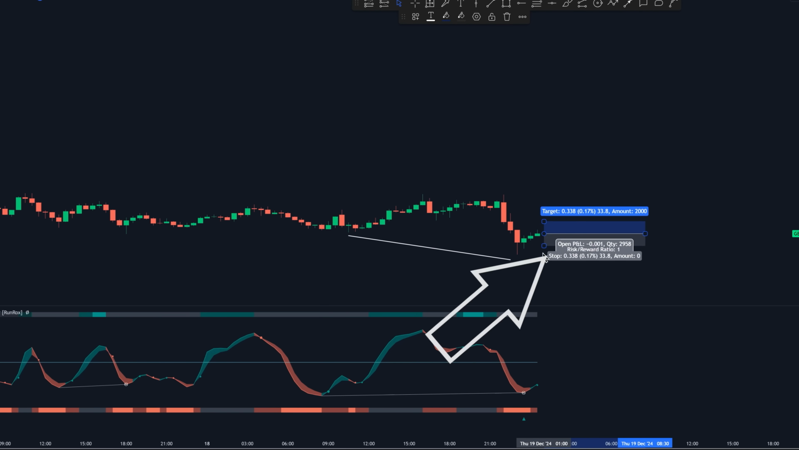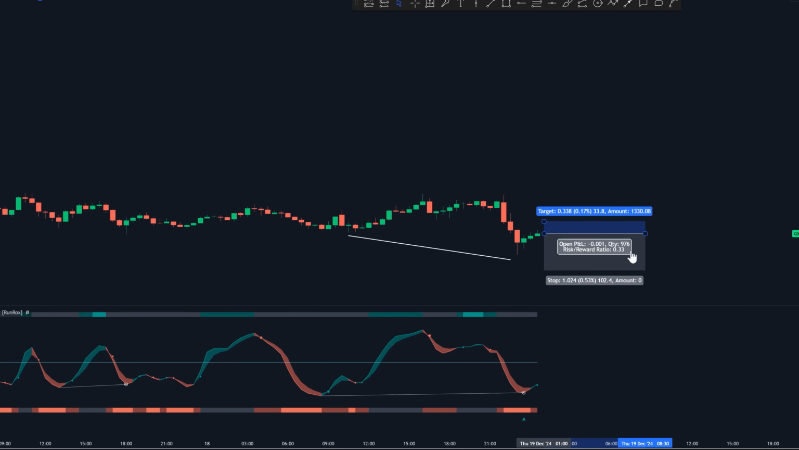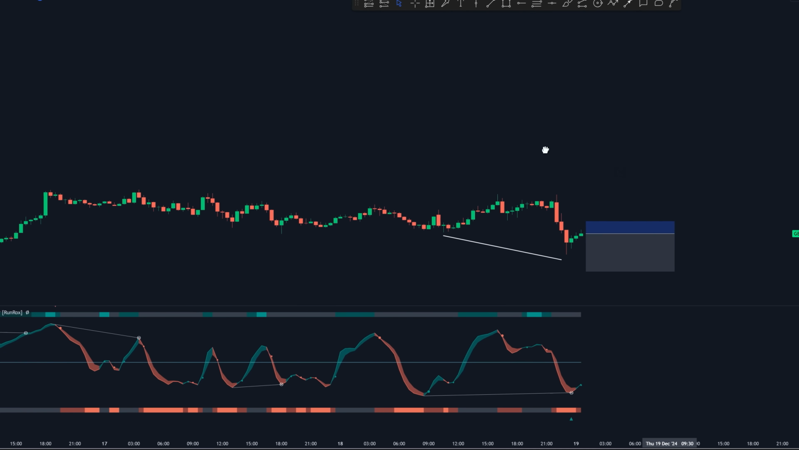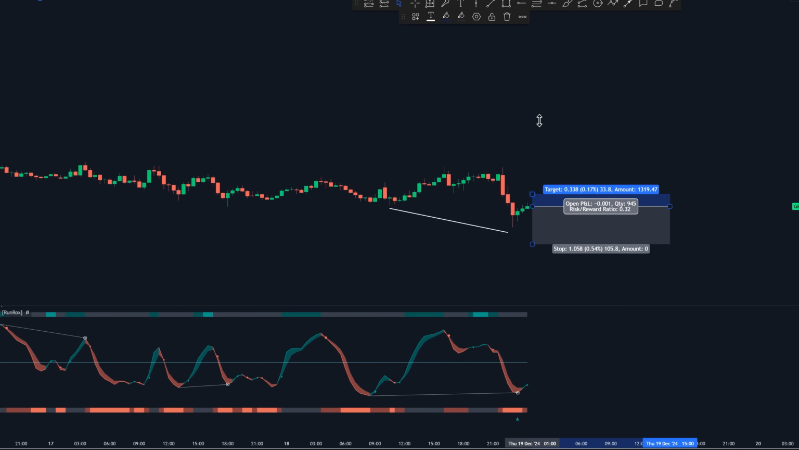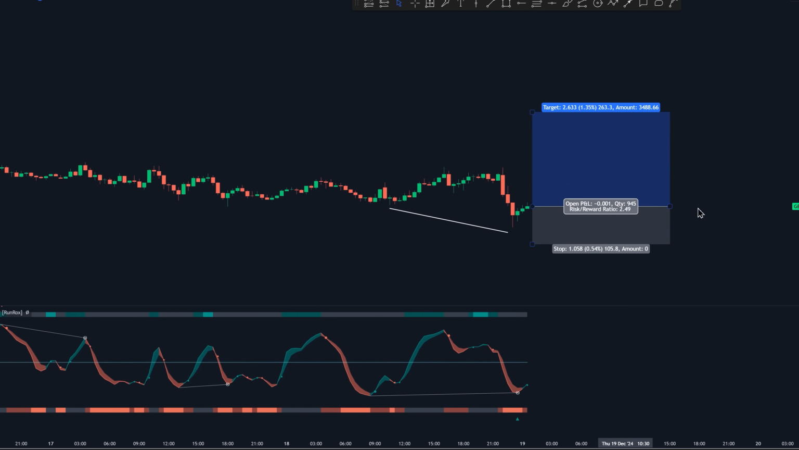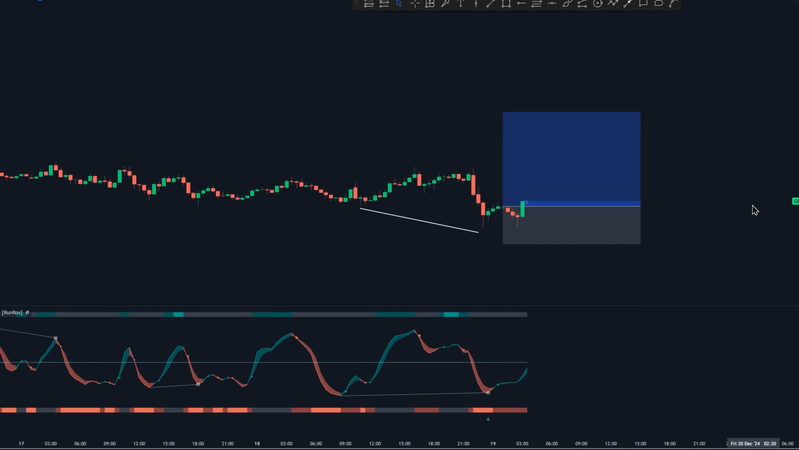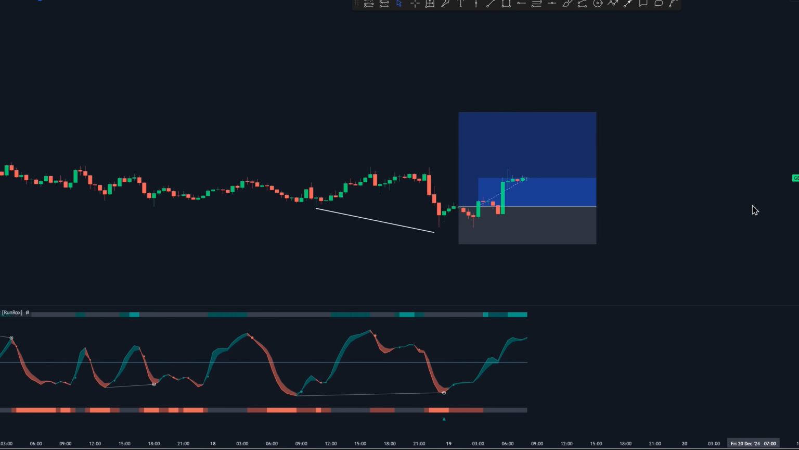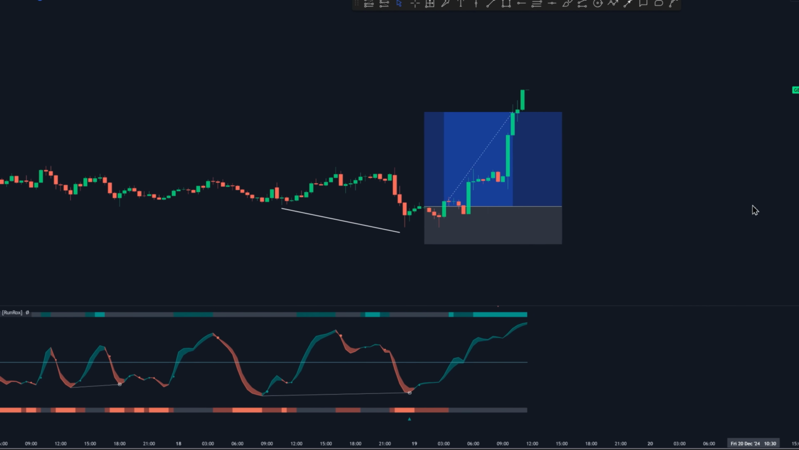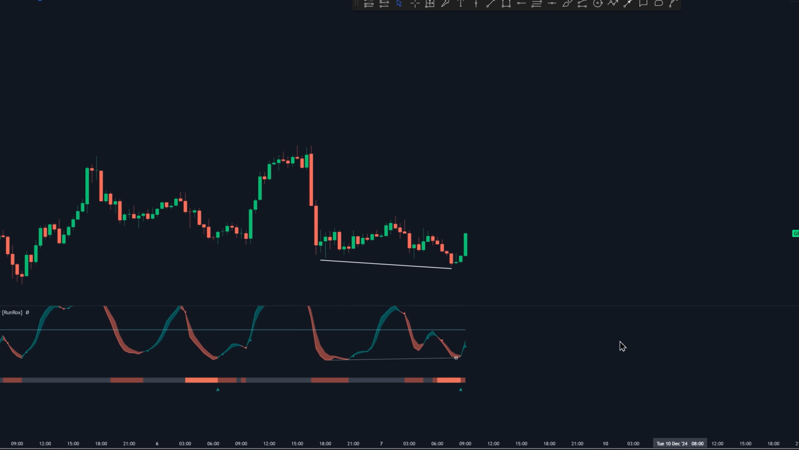Place your stop loss comfortably below the most recent swing low, so it has enough room. Since this is a reversal type entry, you can go for a larger take profit, such as 2.5 times the risk, letting the trade run. And as you can see, it was profitable. Now, let's take a look at another long position.